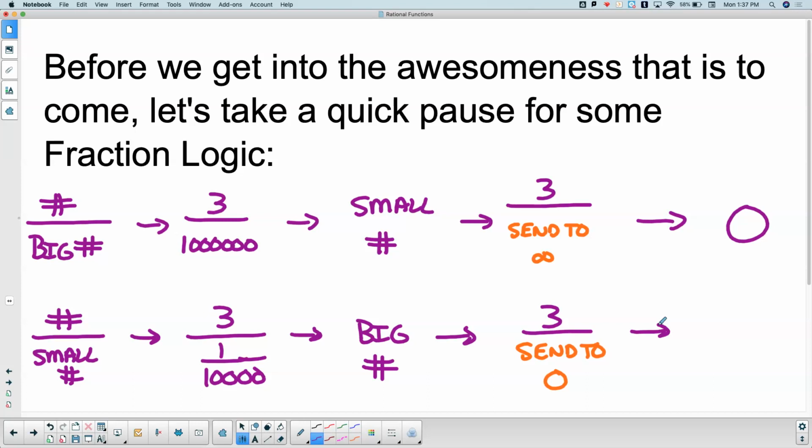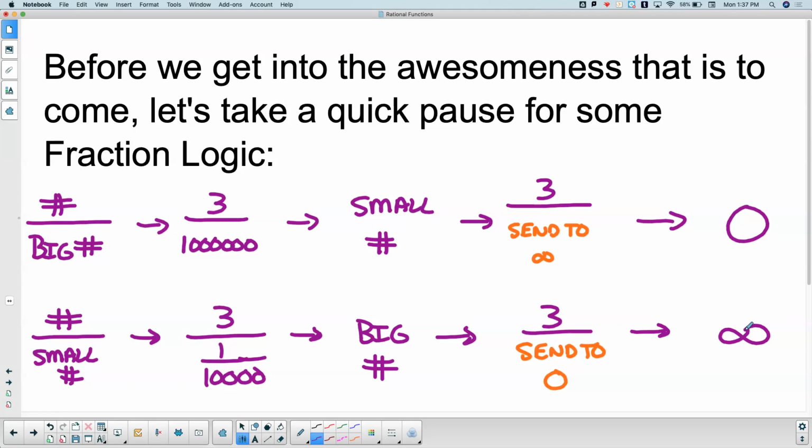Do you have your hand up? Nope. 3 divided by 1 over 10,000 is 30,000. It's going to go to infinity. Yeah, it's going to get ginormously huge. Yeah, just like the toilets in Elf. These toilets are ginormous. Watched Elf once or twice this weekend. So it's going to go to infinity.